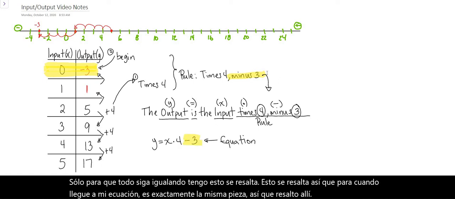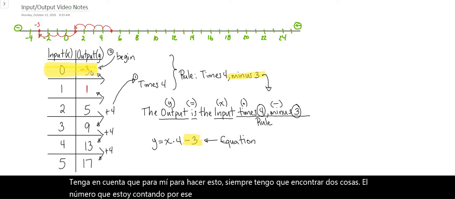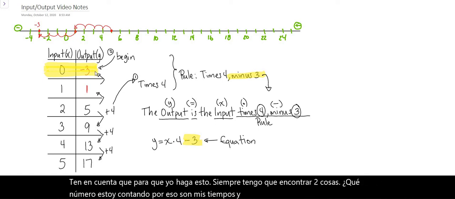Keep in mind that in order for me to do this, I always have to find two things. What number am I counting by? That's my times. And what number do I begin with? Okay? And that'll be all.